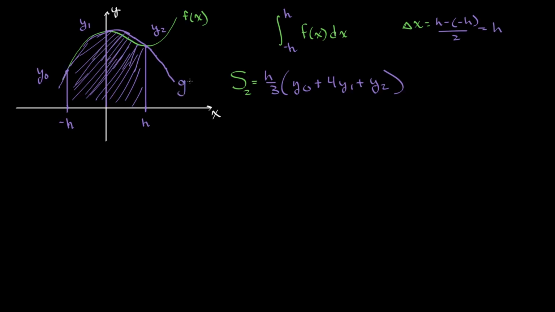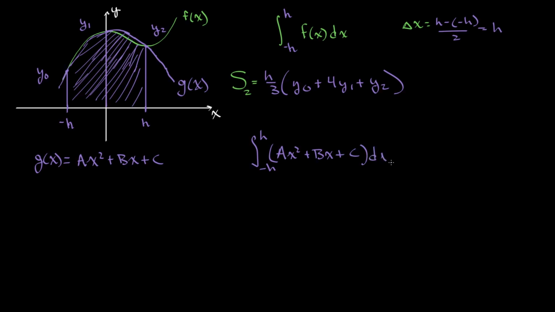So this parabola is going to be called g of x. And we will define g of x as a standard quadratic. So it's going to be ax squared plus bx plus c. This is just a standard quadratic function, and we're going to do what Simpson's rule is doing. We're going to find the area under g of x. So we're going to take the definite integral from negative h to h of g of x. So that's going to be ax squared plus bx plus c, and then integrating with respect to x.